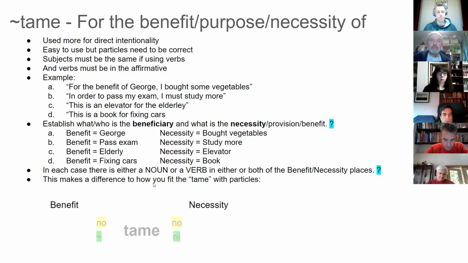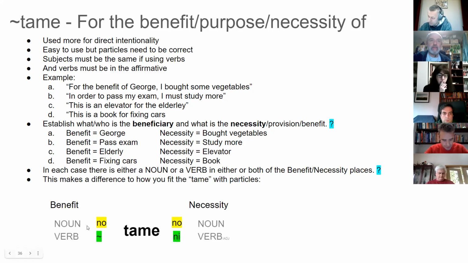So the general construction is that we have the beneficiary first, and then the necessity after. Between these, if it's a noun in the beneficiary, then we put no here. If it's a verb, then we don't put anything. Then between tame and the necessity, if it's a noun, we put no. And if it's a verb or sometimes an adjective, we put ni.